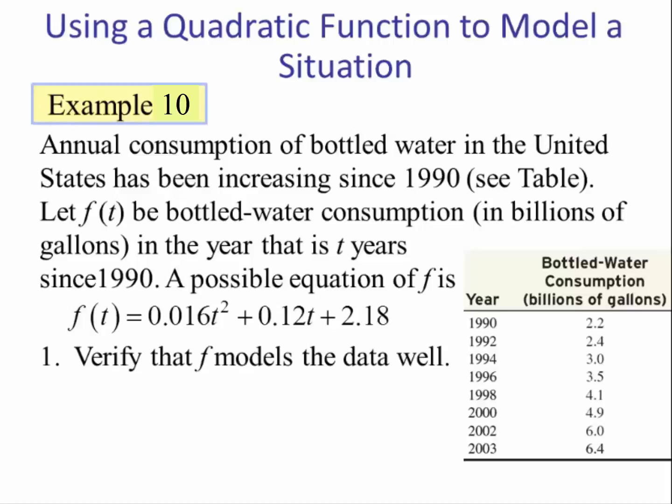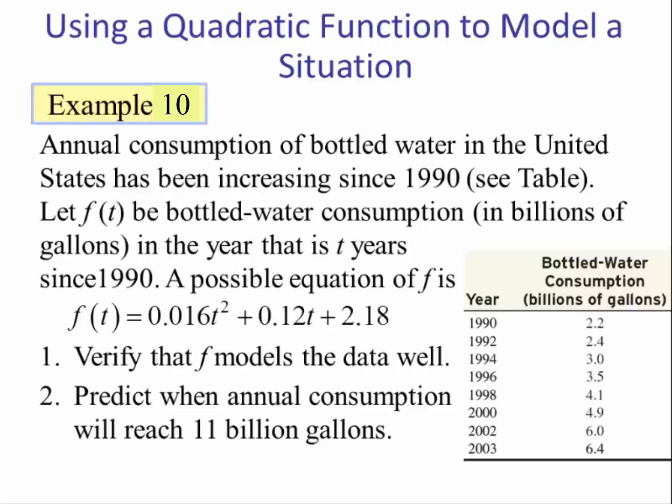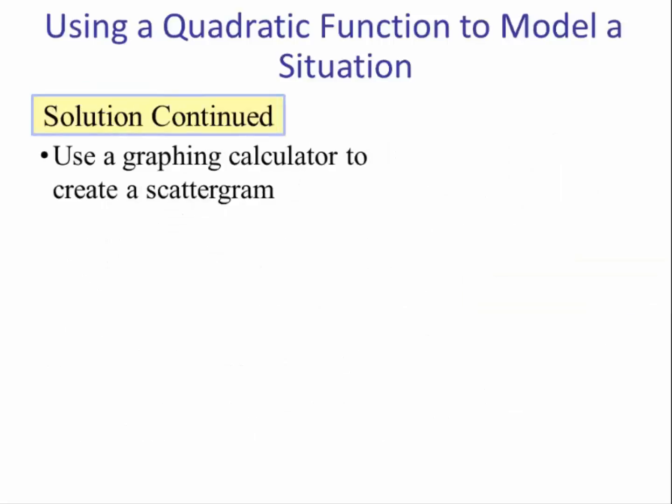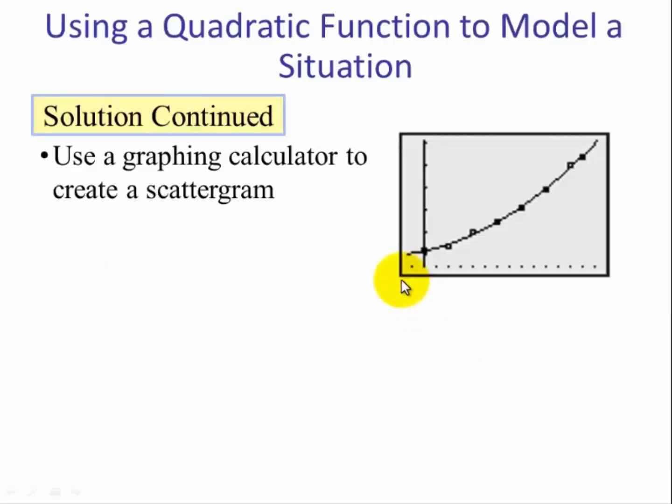Number 1. Verify that F models the data well. Number 2. Predict when the annual consumption will reach 11 billion gallons. Number 1. Using a graph and calculator to construct the scattergram, or sometimes called a scatter plot, we see that the model is fitting the data well. So we can use this equation to make predictions.